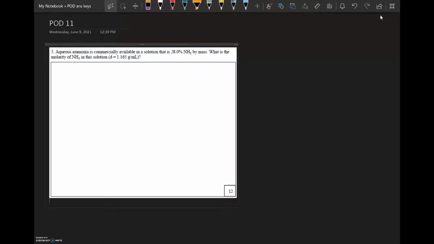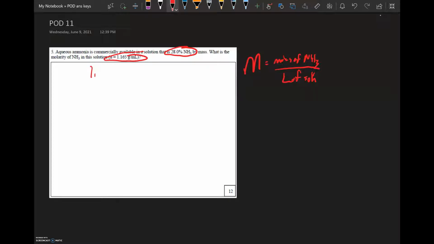A couple of things we have to understand: first of all, molarity is moles of NH3, because that's our solute here, divided by liters of solution. So we have to make sure that our units are correct in order for our final answer to be correct. It's a lot of just understanding the basic units and how to work through them. There are two pieces of information they give us: the percent mass, and the density of the solution.